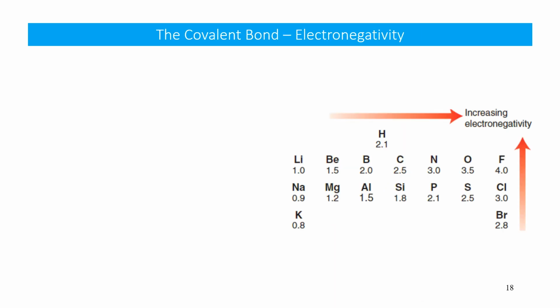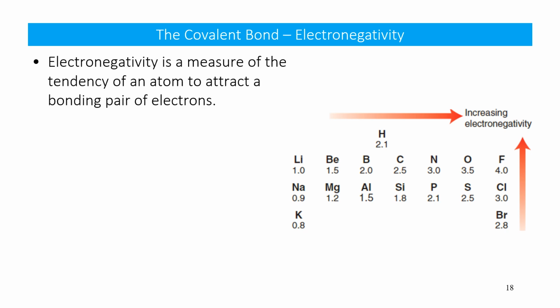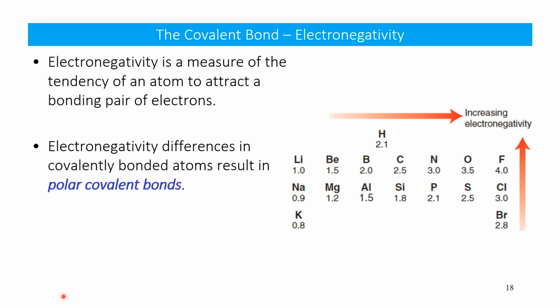So let's talk about electronegativity. Electronegativity is a measure of the tendency of an atom to attract the bonding pair of electrons. Note that fluorine has really high electronegativity compared to hydrogen. And so when you form covalent bonds between hydrogen and fluorine, then there's a huge difference in electronegativity. We end up with what's called polar covalent bonds.